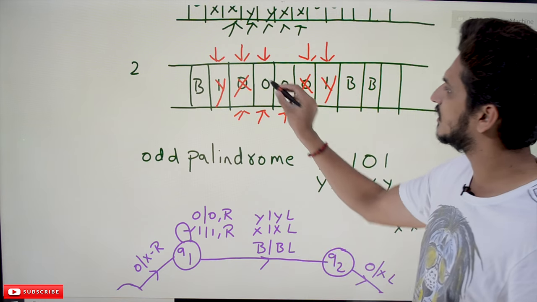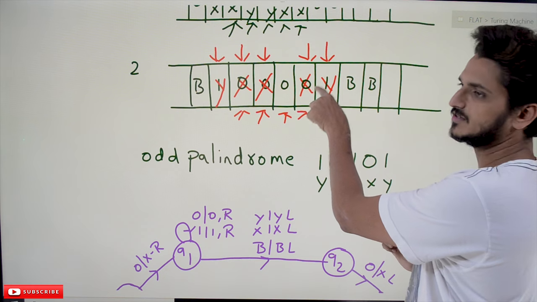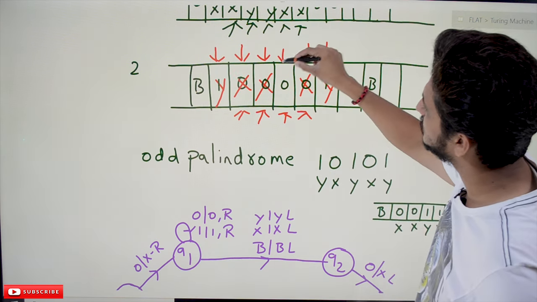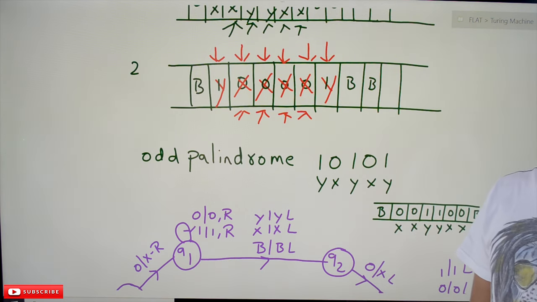If it is 0, convert it into x. And then move until you find x or y or blank. Then go to left. Now we will be at this position. Convert 0, convert it into x.